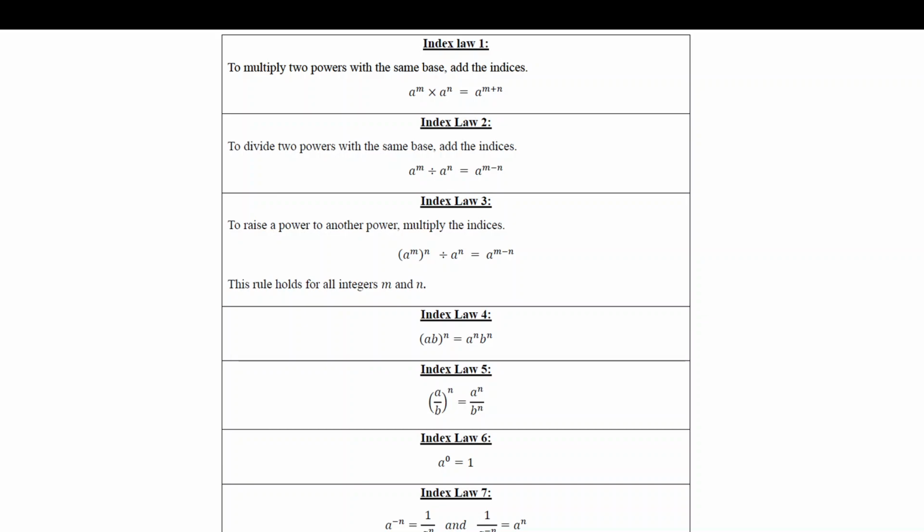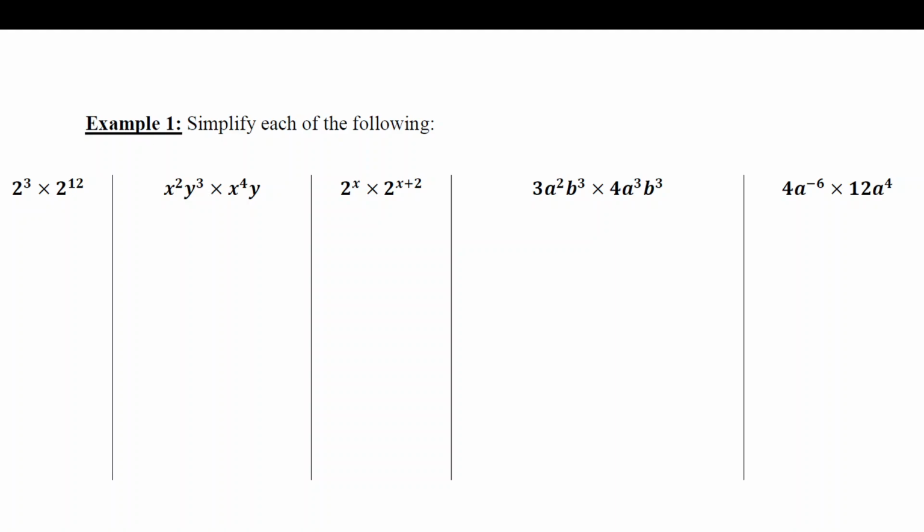We're going to apply some of the skills. So let's look particularly at index law 1. If we look at the very far left example, we've got 2 to the power of 3 times 2 to the power of 12. These both have the same base, and so we're just going to add the two powers. So 2 to the power of 3 plus 12 gives us 2 to the power of 15, in which case we could work that out, but we're just going to leave it like that.